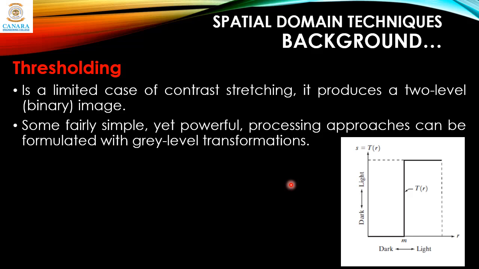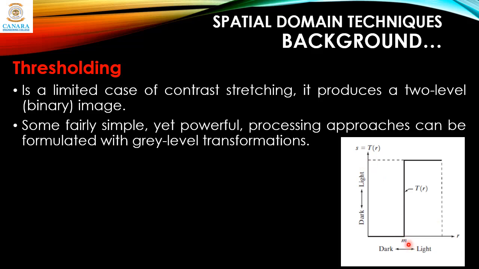Another spatial domain technique which we can think of is thresholding. So thresholding is a limited case of contrast stretching, and it produces a two level or binary image. How does it produce a binary image? Let's look at this transfer function here. X-axis is input pixel value, y-axis is output pixel value.